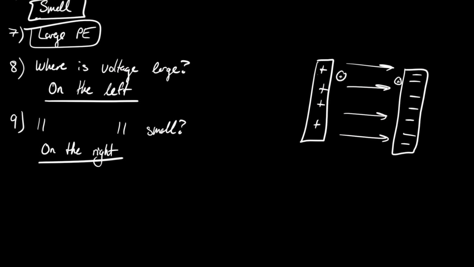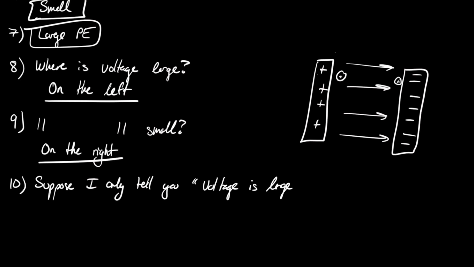Excellent. This is every question you could be asked about the direction of things moving here. Only possible spin would be, let's say I told you the voltage and you didn't know that these charges were here creating anything. So suppose I only tell you voltage is large on the left and small on the right.